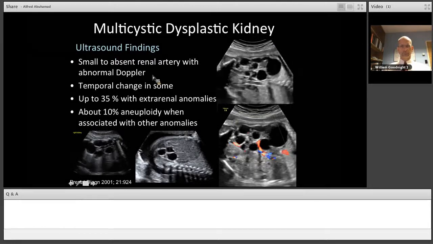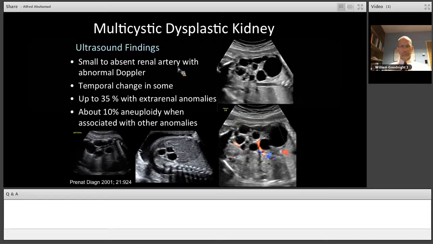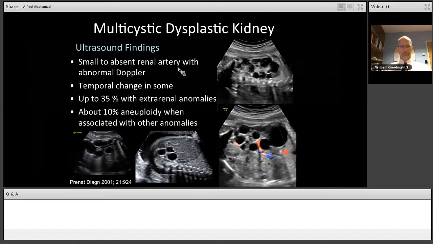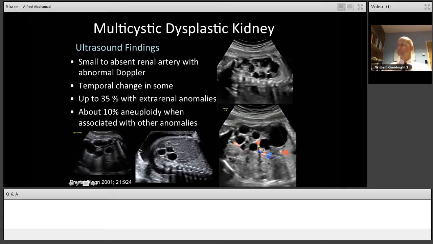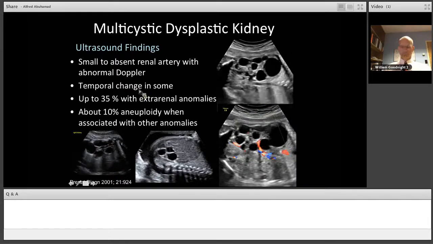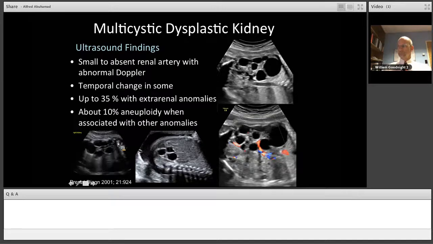So, small to absent renal artery with abnormal Doppler. This is an important differentiation from an obstructive kidney, which will have a normal renal artery, from a multicystic dysplastic kidney where on color Doppler you will see a fairly small blood supply or even no blood supply coming to it. There's temporal change over time. 35% have extrarenal anomalies, and when they have extrarenal anomalies, they have associations with aneuploidy.